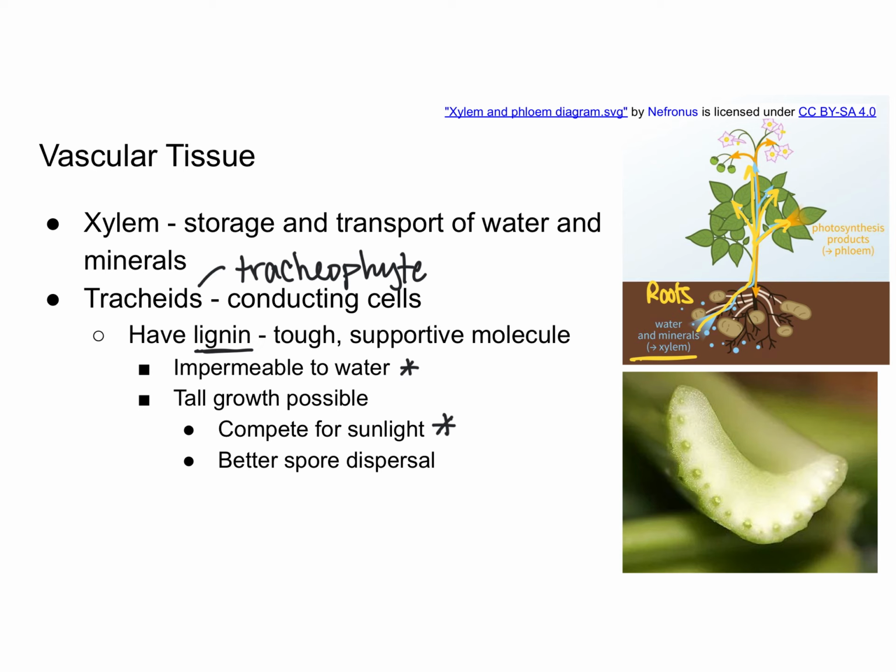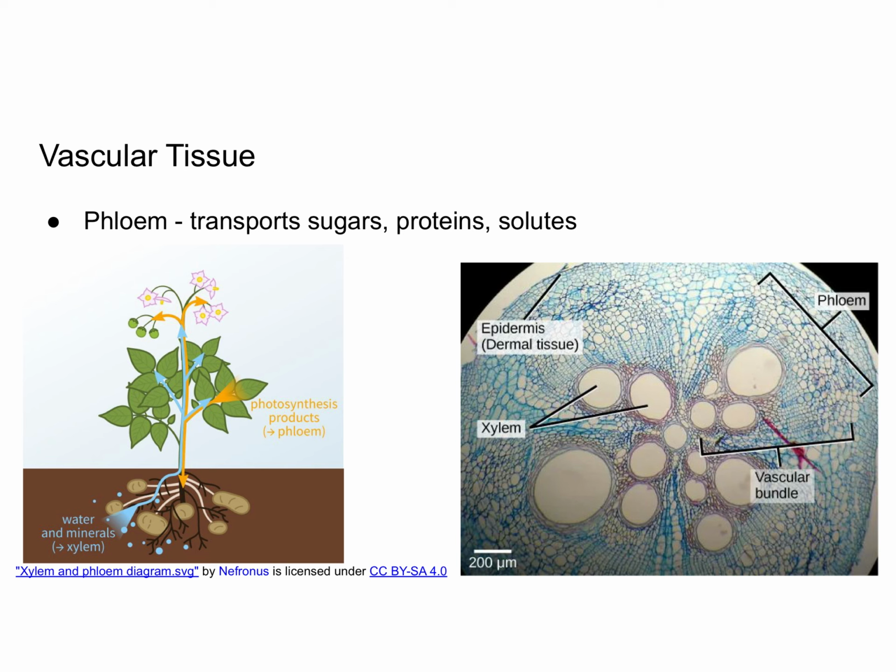On this picture of a cut celery stalk, you can see these vascular bundles right here. And I believe it's the xylem that kind of makes up the very middle. And then the surrounding cells are the phloem. So the phloem are also vessels in the plant, but their main job is to transport sugars, proteins, solids, and other materials from where they are made to other parts of the plant.